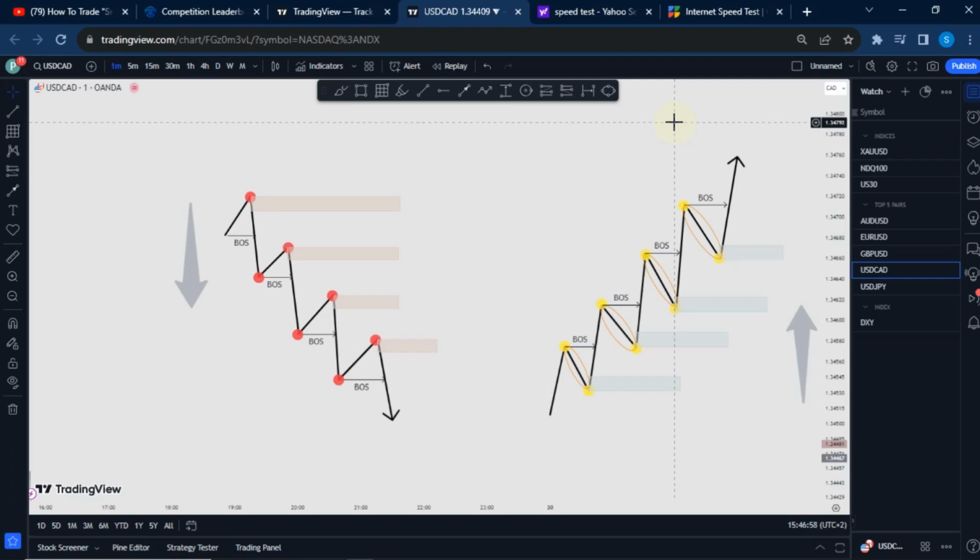This is part 3 of how to trade smart money concept. So in part 3 guys, we're gonna be focusing on top-down analysis and also entry types and also risk management.